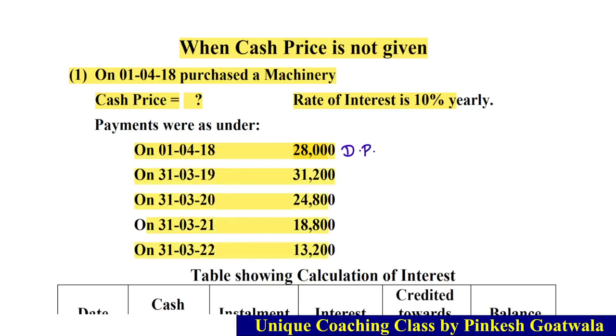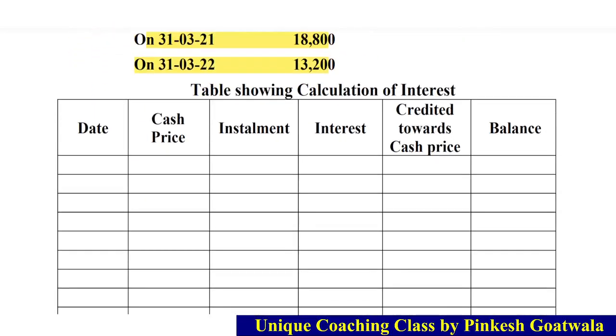Now let's prepare this table. So let's start when the asset was purchased on 1st April 18. So let's start, purchase on 1st April 18.